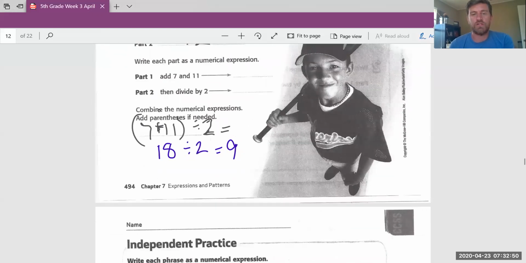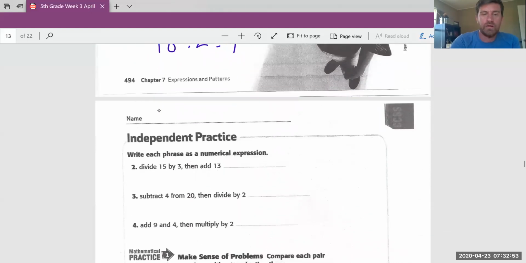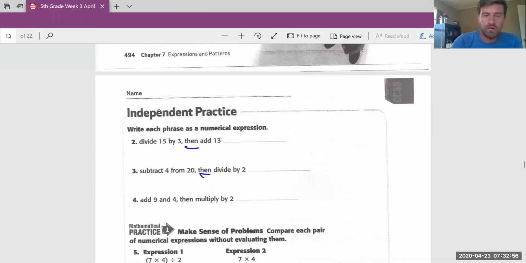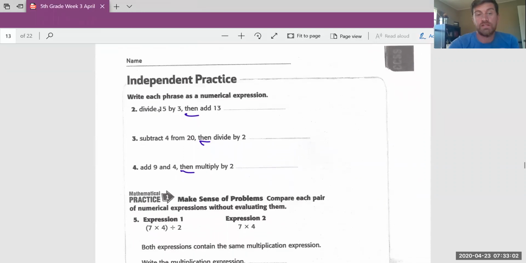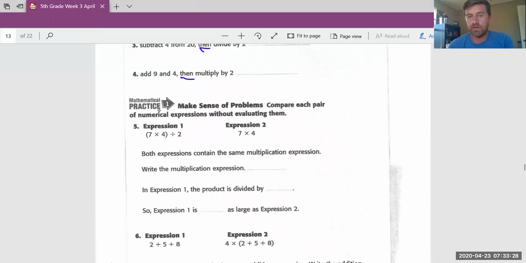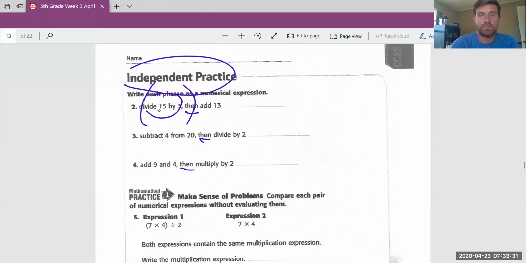Hopefully this is working out for you guys. So they're just asking, remember, look at then. If you write PEMDAS at the top, you should be able to take care of these. Divide 15 by 3, then add 13. Now, for today, I would continue. When you see then, put whatever is before then in parentheses and then follow it out. Because this one you wouldn't have to, this one you do, this one you do as well. So do those, go through this practice one here, independent practice.